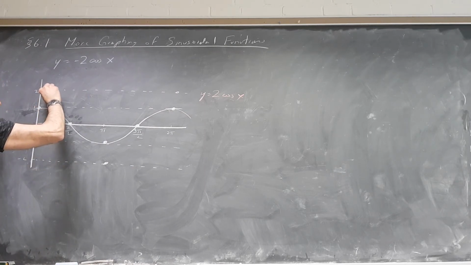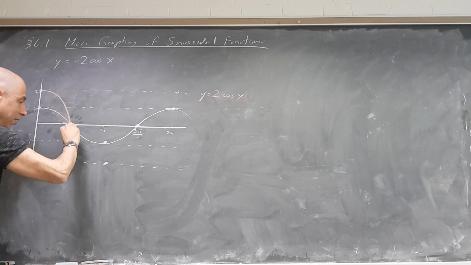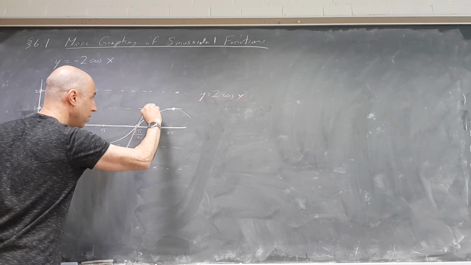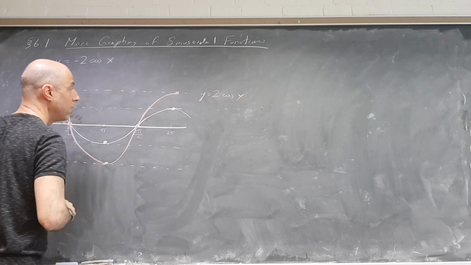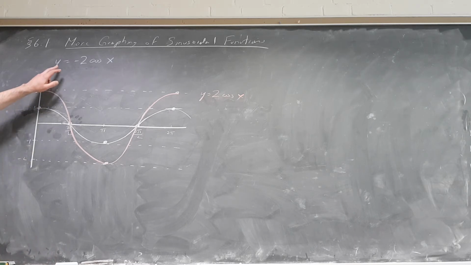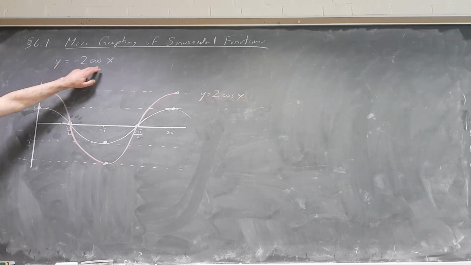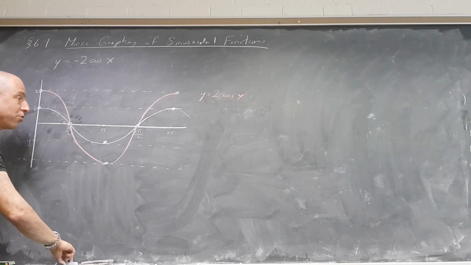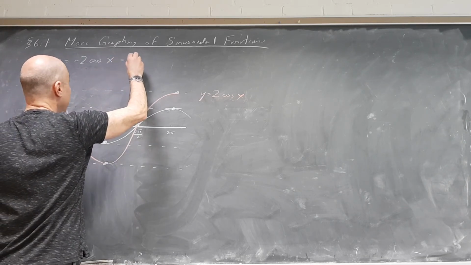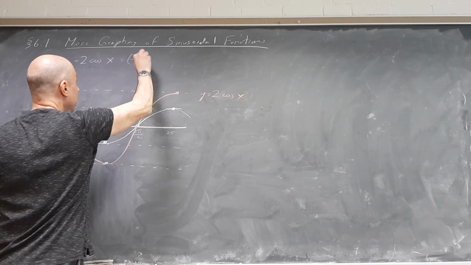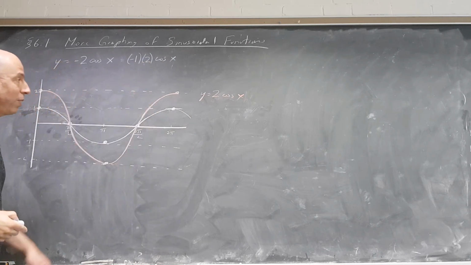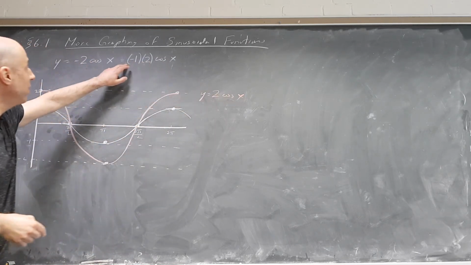I'll draw this in what I think is pink. But the original curve was y equals minus 2 cos x. So there's another transformation. There's a minus sign there. That's the same as taking minus 1 times 2 cos x. So I already have the 2 cos x right there. What does that minus 1 do?